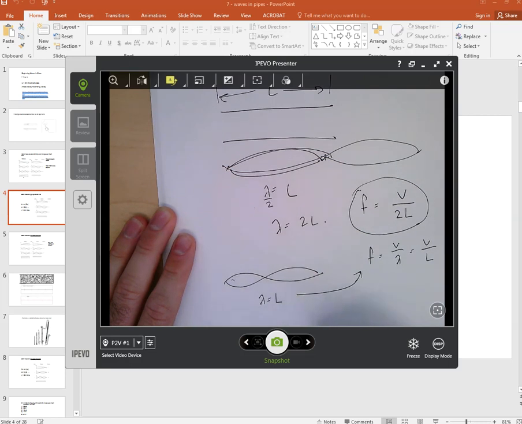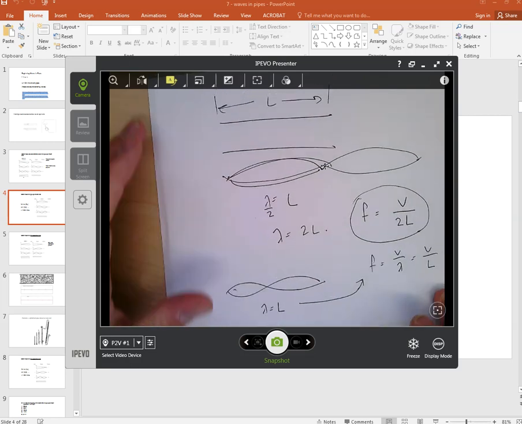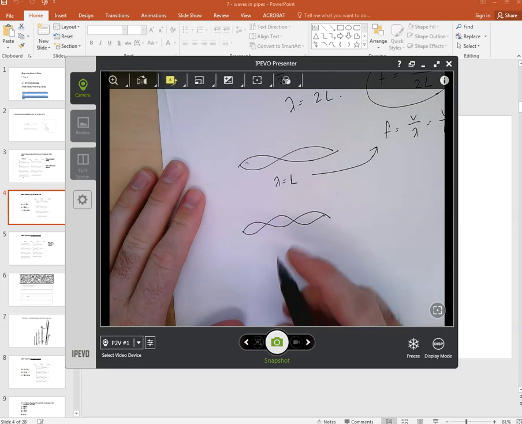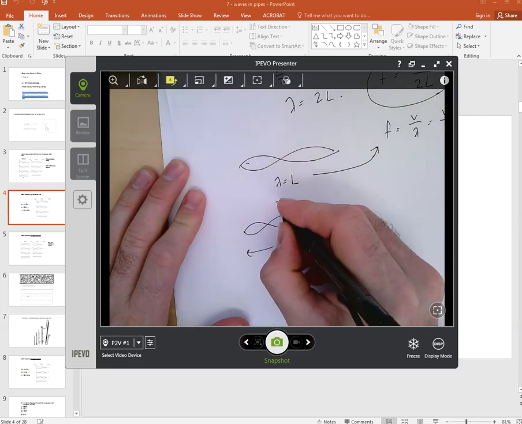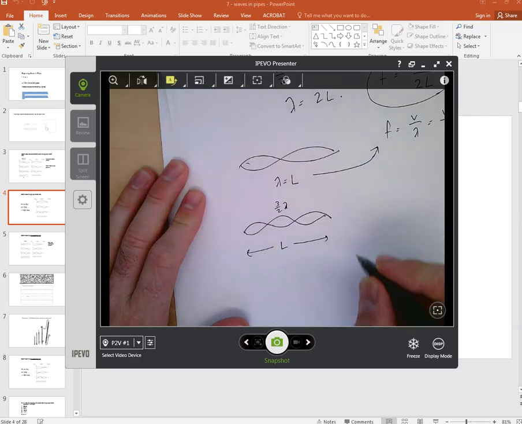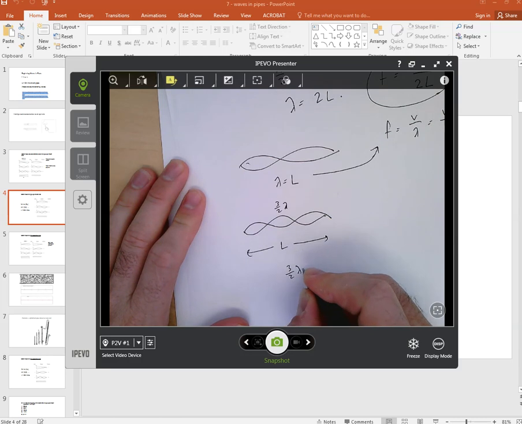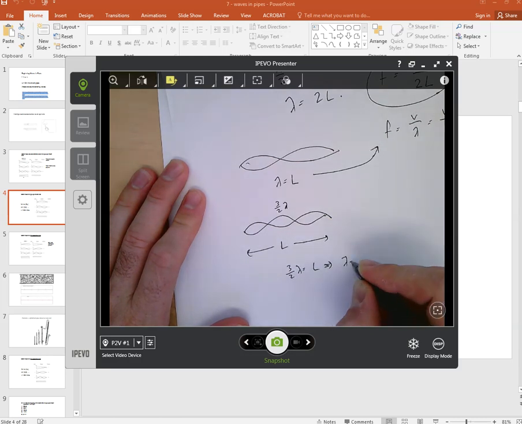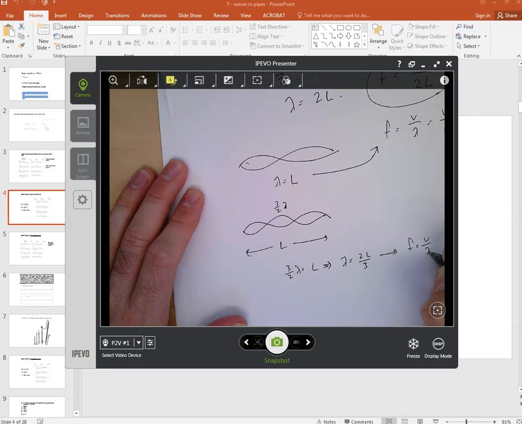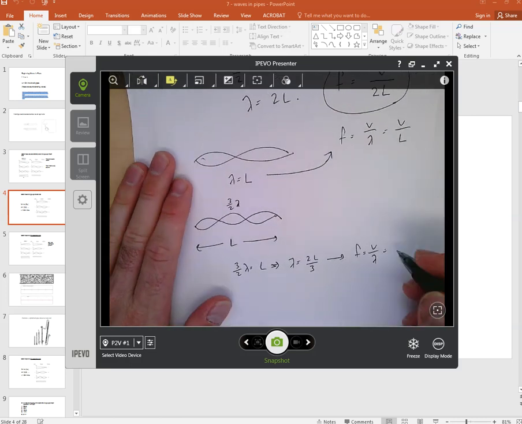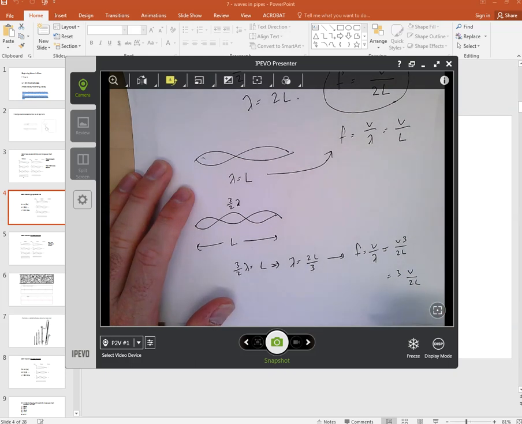And again, if I go for the n equals 3 mode here, you can see that if this is L, and this is 3 halves of wavelengths, or 1.5 wavelengths, we can see that 3 over 2 lambda is equal to L. This means that lambda is equal to 2L over 3. Now if we plug in for f equals v over lambda, you'll see that it's v over 2L over 3, and I'll bring the 3 up here. So in other words, we have 3v over 2L. So that's why we have this expression that it's basically v over 2L times the mode number n.